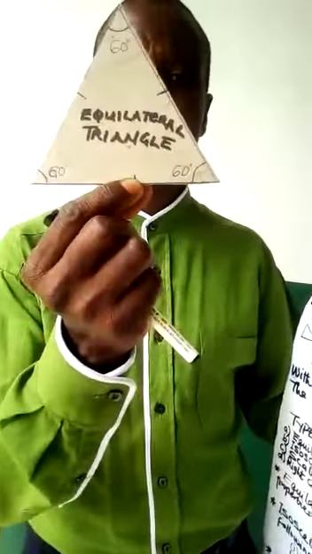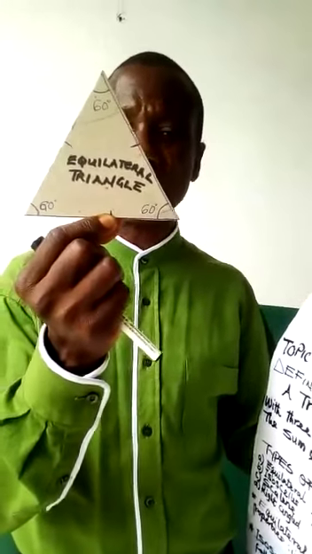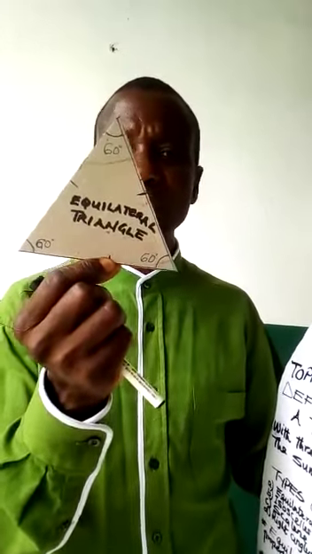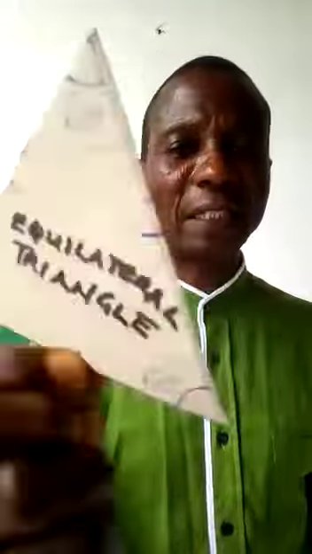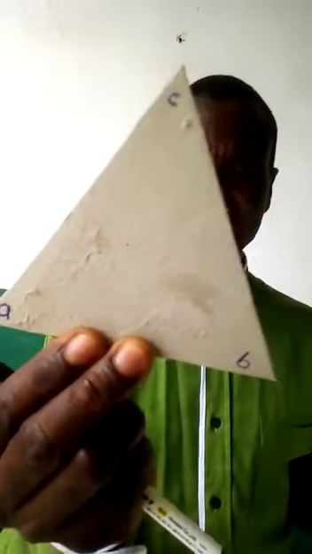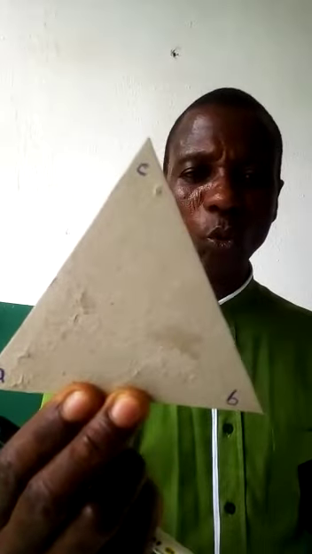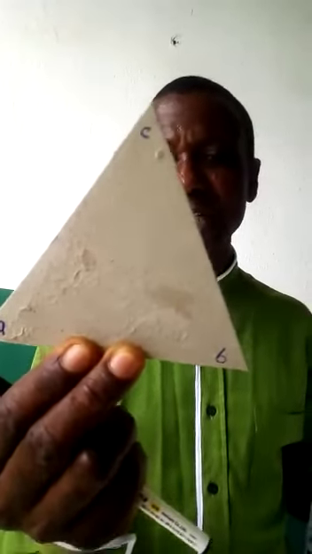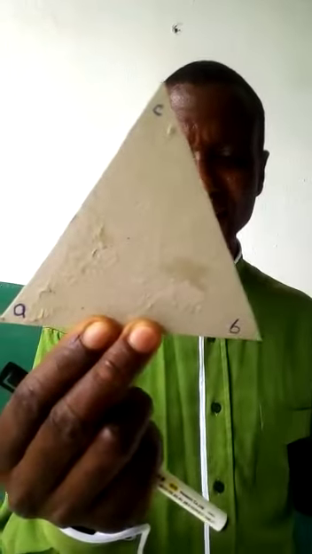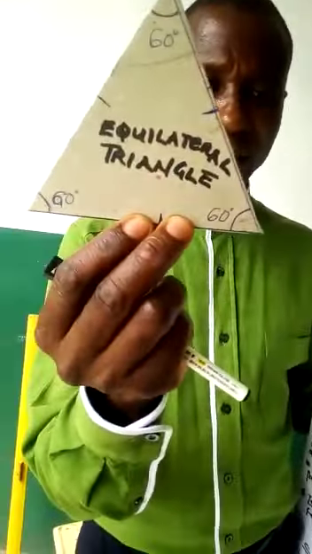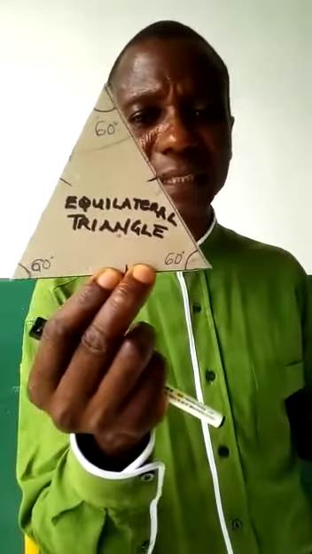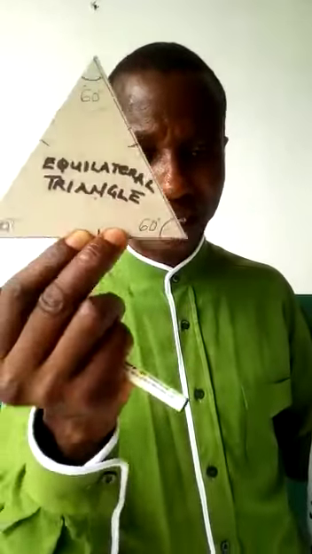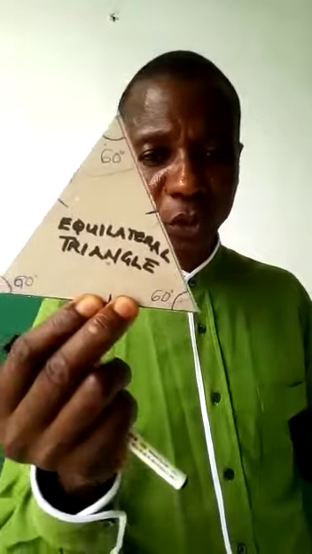Number 1, equilateral triangle. Look at my line here. This is the shape of an equilateral triangle. Each angle in an equilateral triangle is 60 degrees. Now this is triangle ABC. Side AB equals side BC and equals side AC. And like you can see here, if you sum the internal angles together, it will give you 180 degrees. For an equilateral triangle, all the sides must be equal and the angles must be equal.